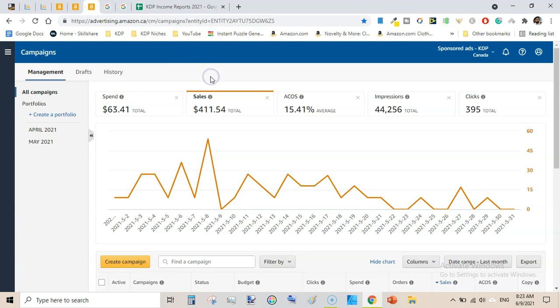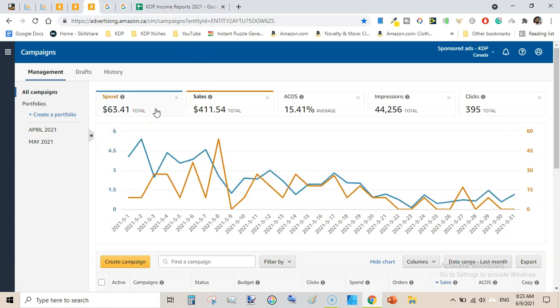So let's have a look at Canada. Canada is already doing well for me in terms of A cost. I spent $63.41 during the month of May, that is Canadian dollars, and generated sales of $411.54 with an A cost of 15.41, and I am very happy with that. My ads were very profitable, you can see here. Impressions were 44,256 and clicks were 395. So Canada is doing very well for me. I have some books that are selling very well in the Canada marketplace.